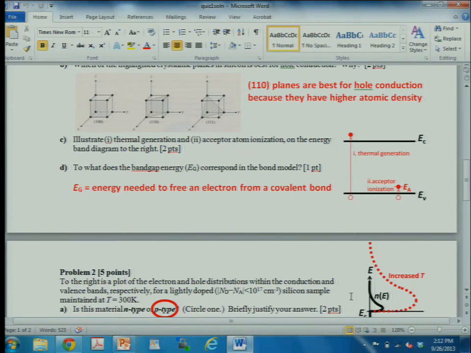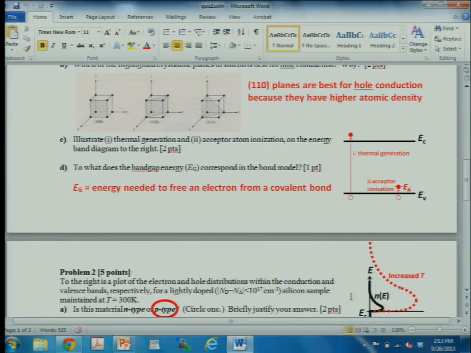So E sub G, what we were looking for is the energy needed to free an electron from a covalent bond. That is different from the energy needed to break a covalent bond. Okay? To break a covalent bond actually takes more than 2 electron volts. Just to remove the 1 electron from a covalent bond, that's 1.12 electron volts, which is the energy needed to create a conduction electron and leaving behind a hole in the valence band.